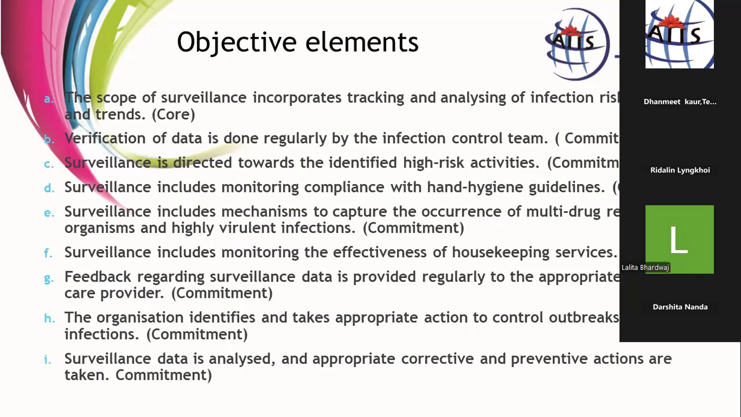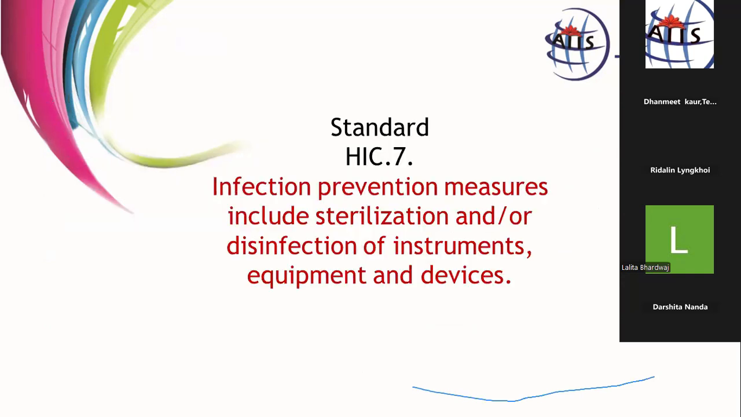If you identify any outbreak, if you identify any non-compliance in your surveillance, in clinical and environmental also, then you have to fill the CAPA form, that is the corrective and preventive action form, and this form will be discussed and written in the committee meeting also. You have to do this activity after analyzing the data, and it will be done once in a month. Now HIC 7 is infection prevention measures include sterilization and or disinfection of instruments, equipments, and devices.